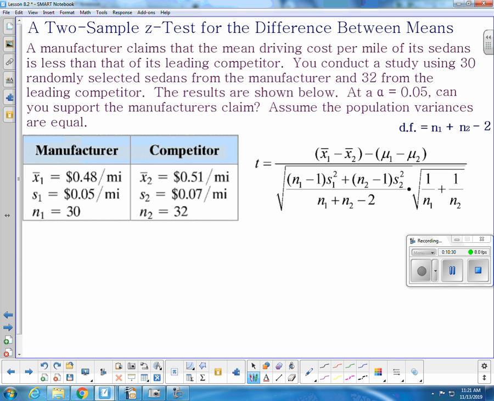Our degree of freedom is going to be 30 plus 32 minus 2. So our degree of freedom is 60. Sorry, let's stop. What's our claim? Our claim is that his is less than the other guy's. So this is the claim. Our null hypothesis is what? Greater than or equal to.